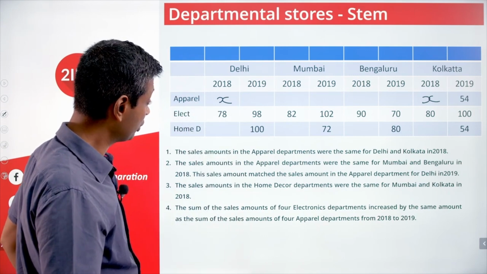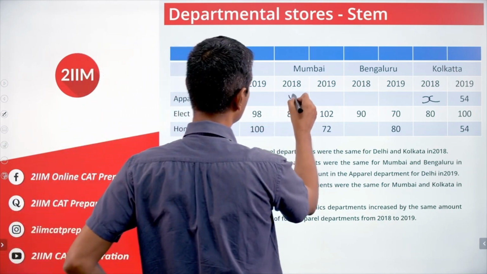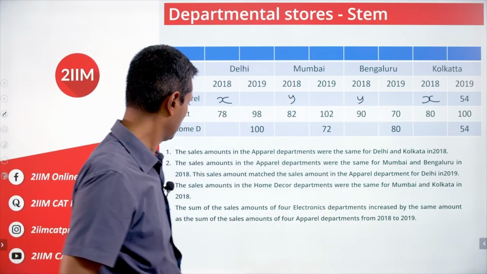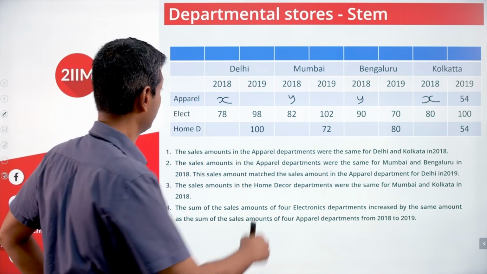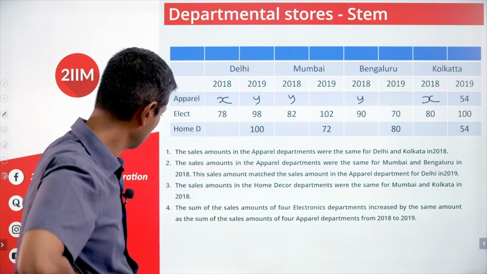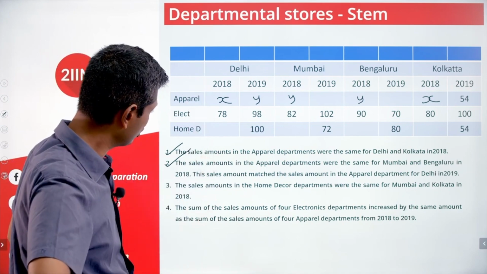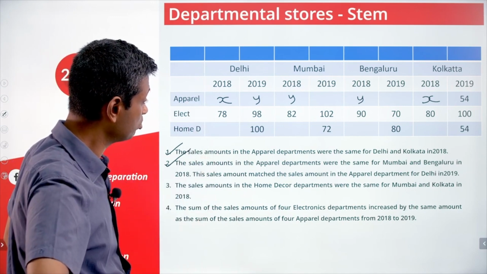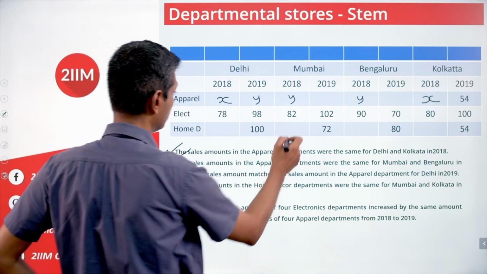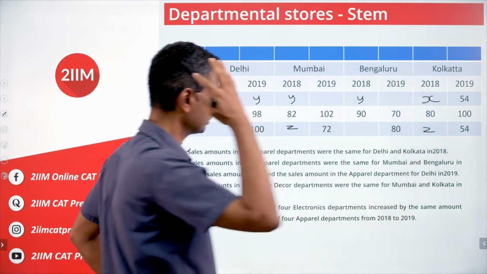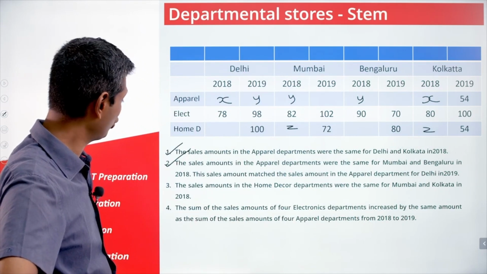Sales amounts in apparel department were the same for Mumbai and Bengaluru in 18. Mumbai, Bengaluru, 18. Why? This sales amount matched the sales amount in the apparel department for Delhi in 2019. This is also why. Lovely. So this we have accounted for, this we have accounted for. We put in 2 variables. The sales amounts in the home decor department were the same for Mumbai and Kolkata in 2018. Mumbai, Kolkata, same. This is Z. This is Z. Lovely.